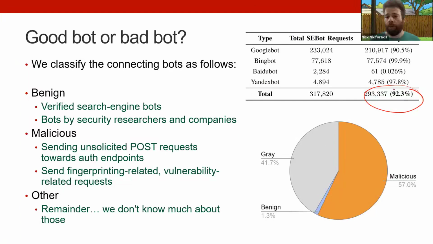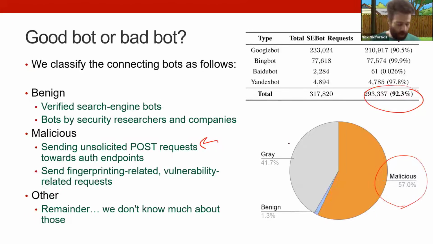In terms of malicious requests, you can see that the large chunk of requests that we got was malicious. They were sending unsolicited post requests towards authentication endpoints, and they were sending other requests that we were able to map to attacks, such as fingerprinting related, vulnerability scanning related, brute forcing, and so on.